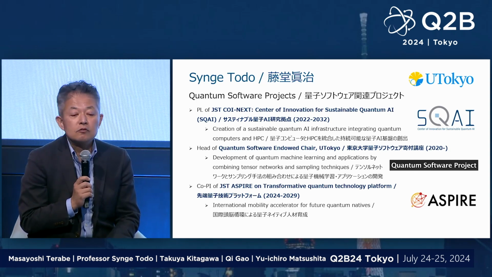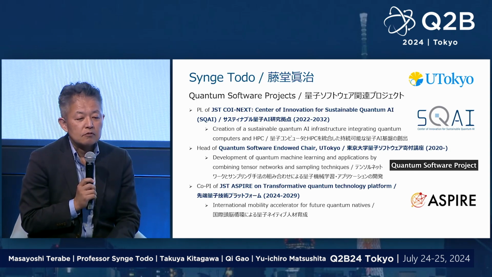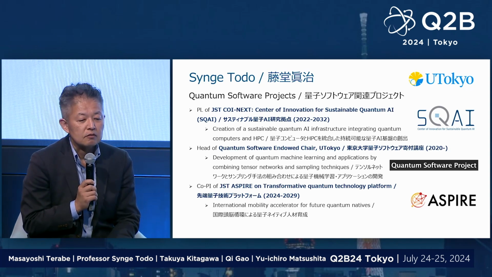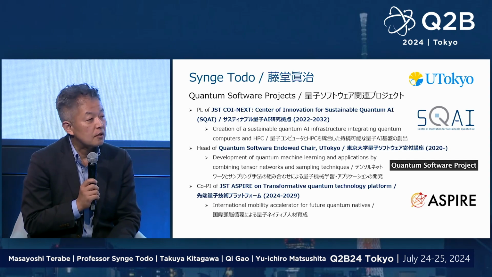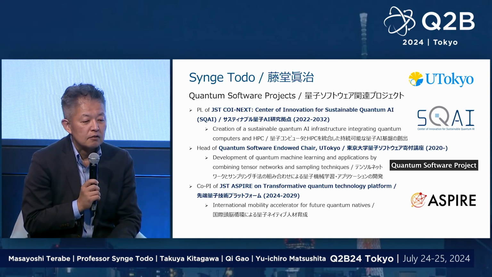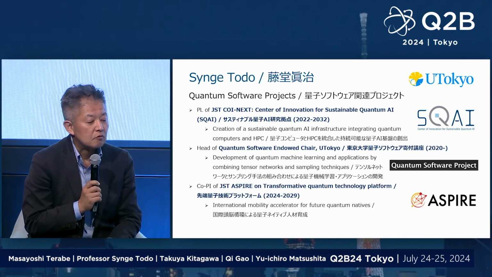Another one is an education-related project. We have a quantum software endowed chair, which was launched within the University of Tokyo. Tensor network and sampling, combining those two, we develop quantum machine learning and application development. Tomorrow afternoon, Dr. Okubo from this endowed chair program of the University of Tokyo is going to talk.